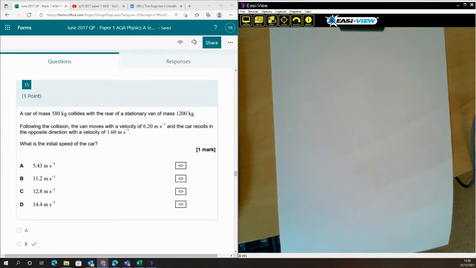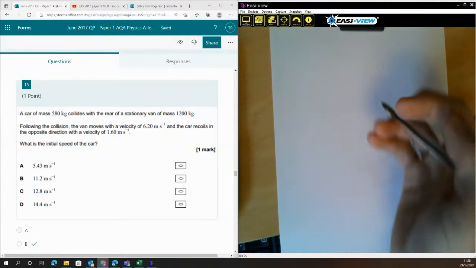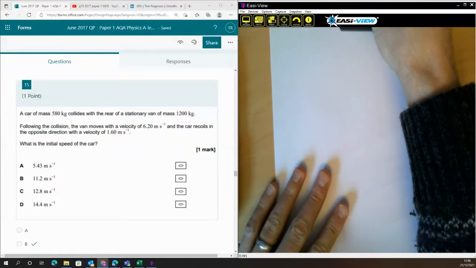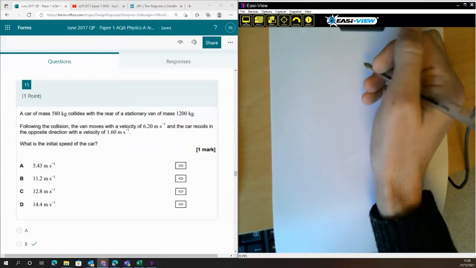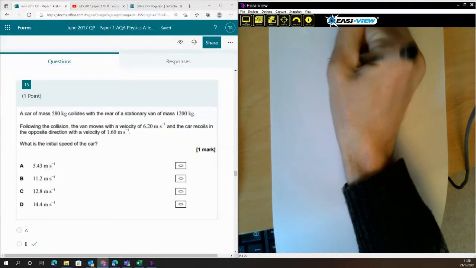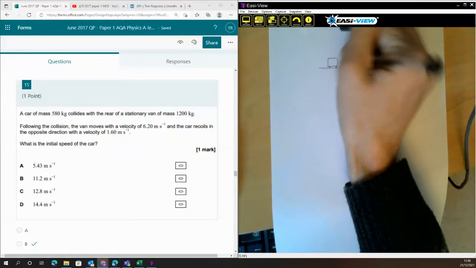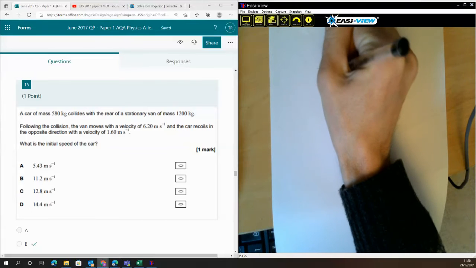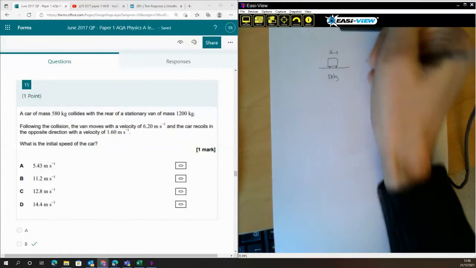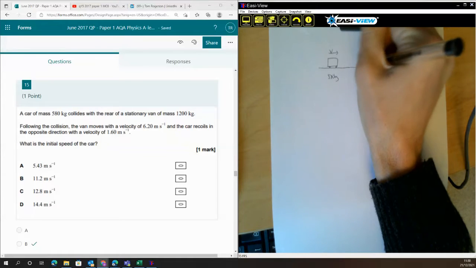This question is about conservation of momentum. So the main thing we need to remember is that the initial momentum will equal the final momentum. So the initial momentum, we're told there's a car with a mass of 580 kilograms moving at a velocity that we're asked to work out, hits a stationary van.